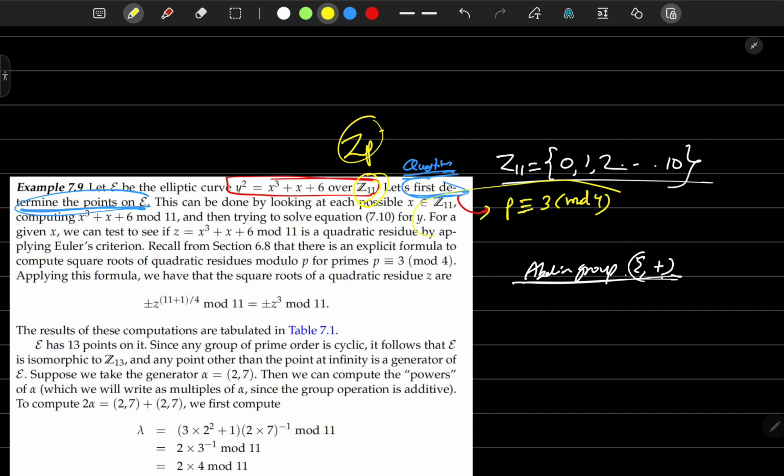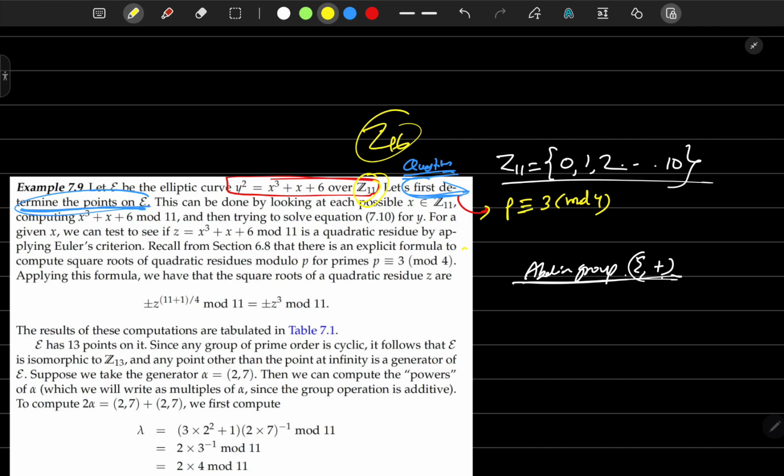If in tomorrow's exam it is given, find all the elliptic curve points y squared equals blah blah blah over Z15, then just check whether 15 is in this format or not. If yes, then you can apply the solution I am telling happily. Suppose Zp is not like this, say 16, where 16 is not congruent to 3 mod 4. In such cases it is very hard to find.